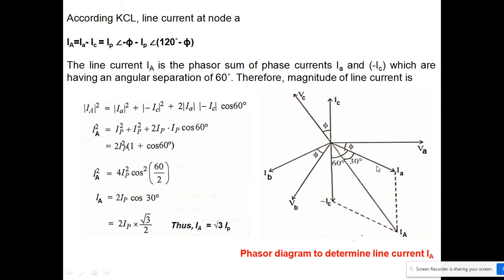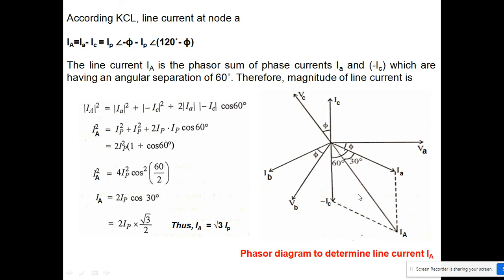So I am using the law of parallelogram to calculate the resultant, this one. And this resultant is nothing but the line current at node A. So that is nothing but capital IA, and capital IA is given by this. I put this value in the square, and this angle, in the parallelogram, is 60 degrees. So I put this value and calculate it. My IA becomes equal to root 3 IP, where IP is the phase current. So I calculated that only for line current A here.